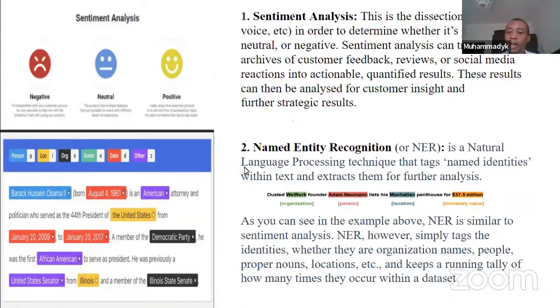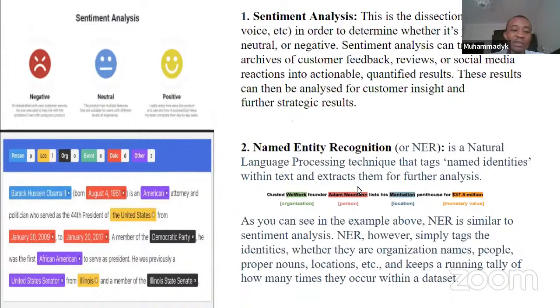So we also have named entity recognition. And what does this mean? It's a natural language processing technique that tags named entities within text and extracts them for further analysis. We don't need to go over all of this so much English.